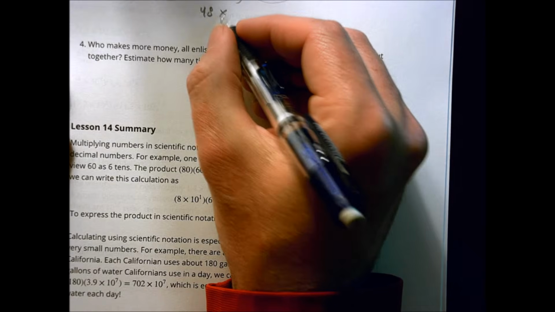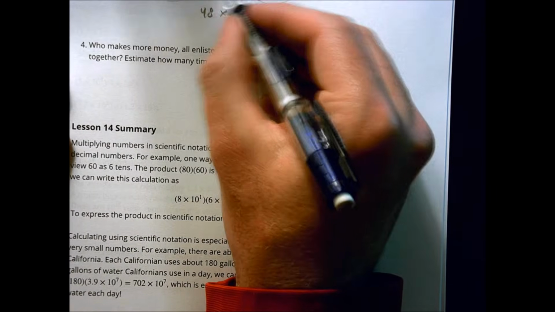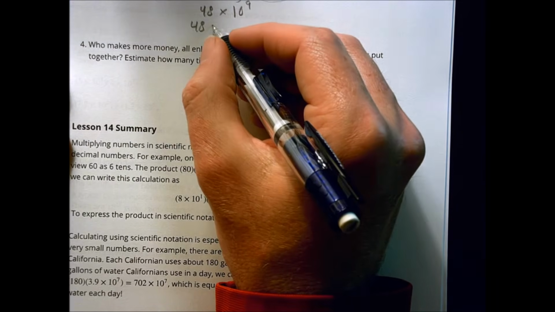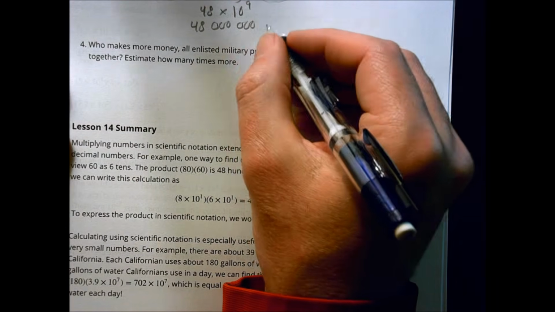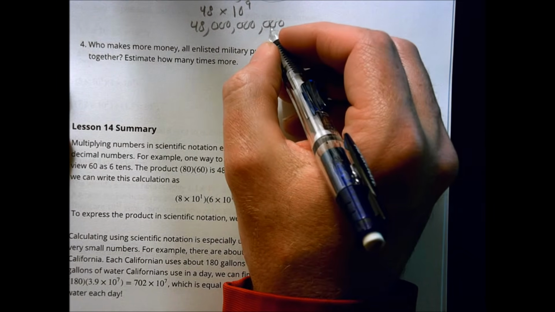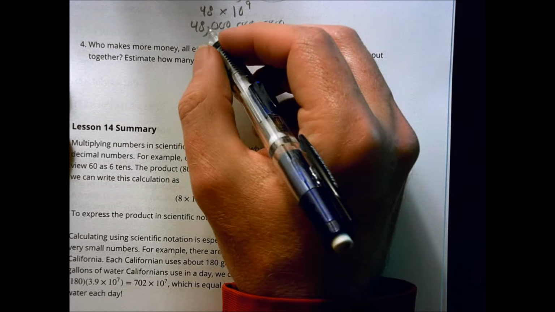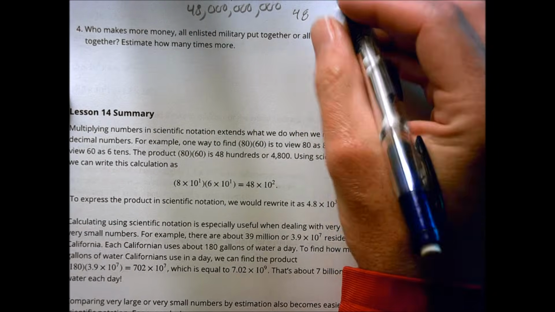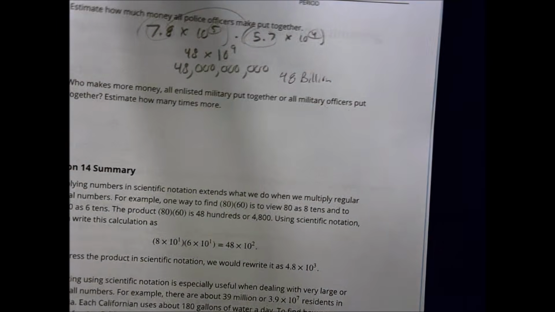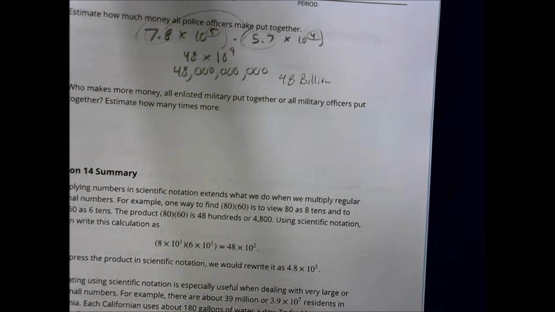And we're going to add the exponents up. 5 plus 4 is 9. So we have 48 with 9 zeros. 1, 2, 3, 4, 5, 6, 7, 8, 9. So for our police officers, this is thousands, millions, and that becomes billions. They're making 48 billion all together, compared to, again, our doctors, who are making 140 billion. Okay? Alrighty, and that's the idea.